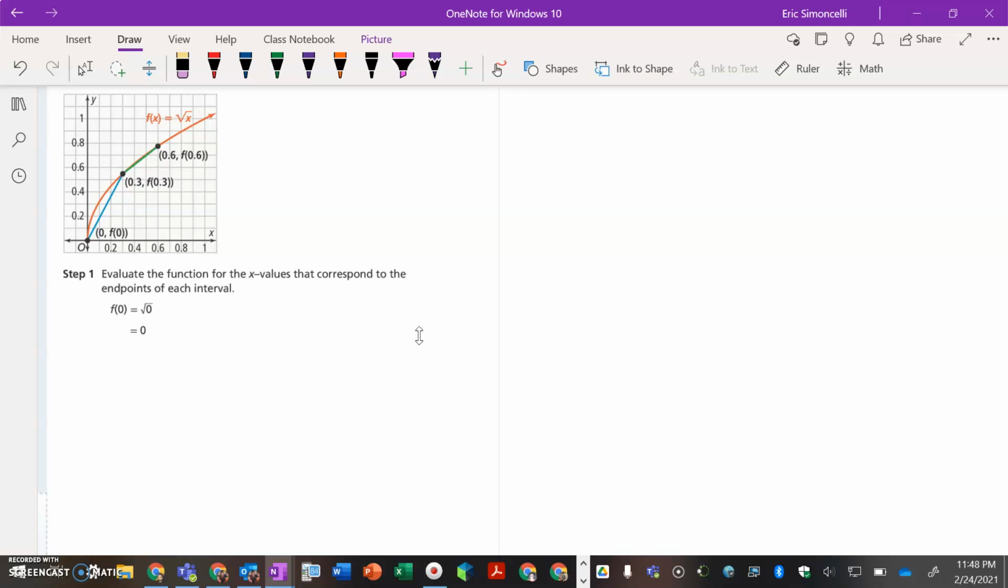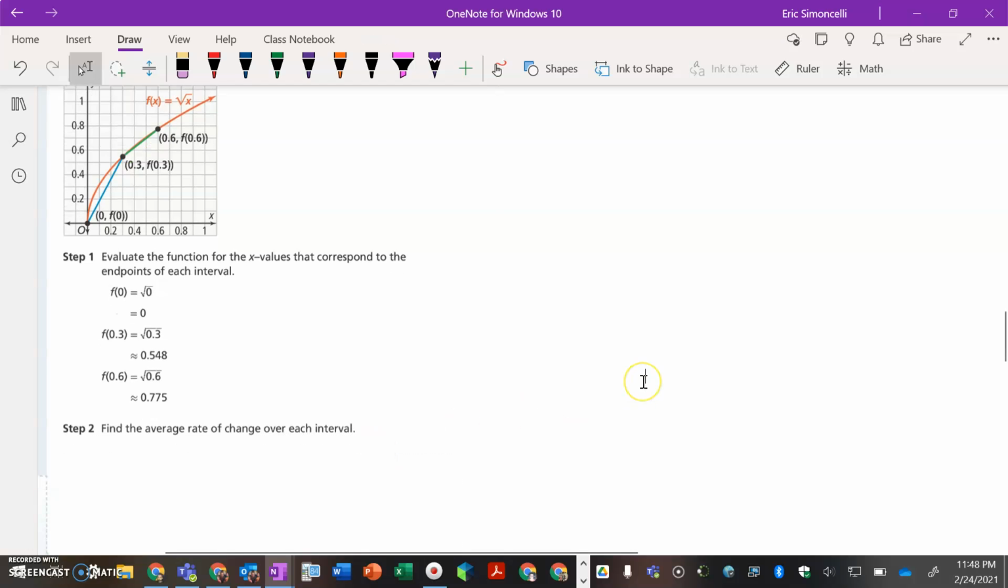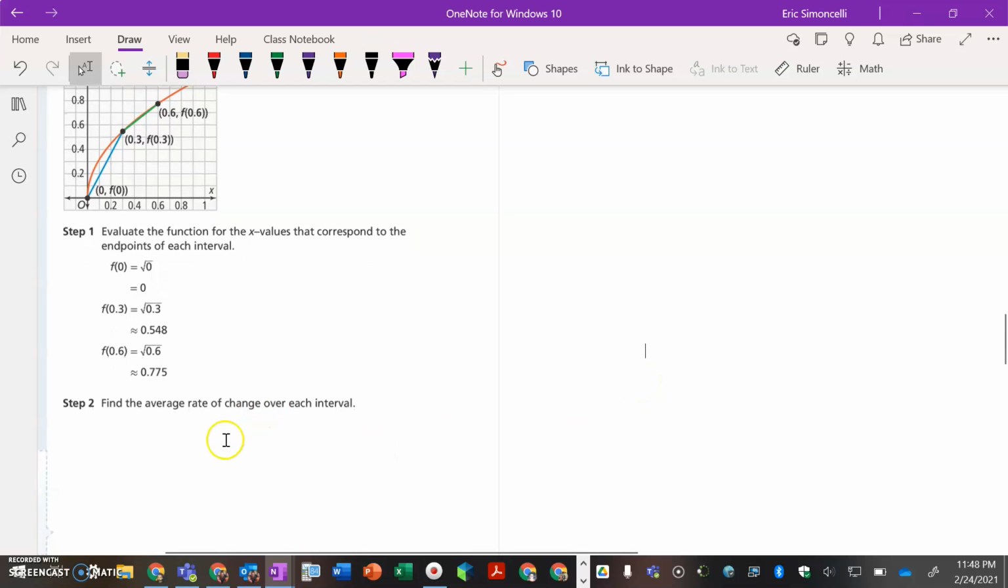That's 0. Continue, plugging in 0.3, the square root of which is 0.548 roughly. And then 0.6, the square root of which, 0.775 roughly again. And then step 2, that demands you to actually do the average rate of change analysis, where if you recall, like we've done in the past, we'll be using a very similar model to where you'll be doing y2 minus y1 divided by x2 minus x1. So if you recall, it's the slope formula.